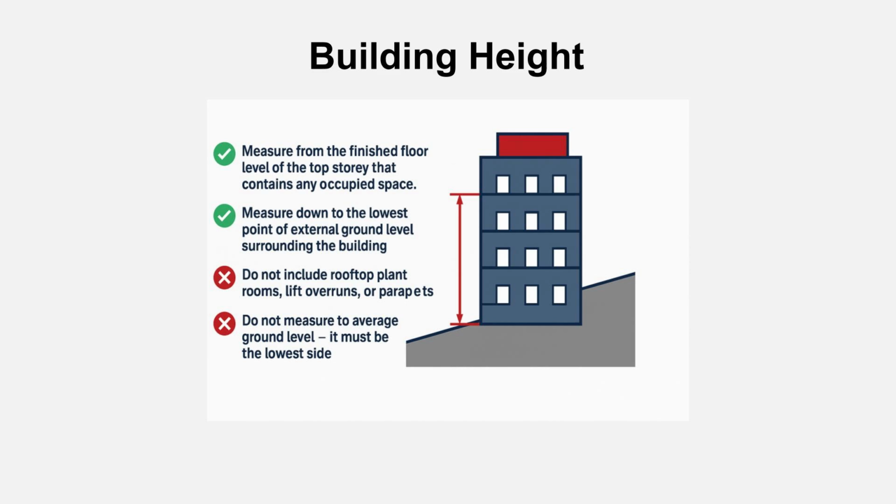Do not include rooftop plant, lift overruns, or parapets. Do not measure to average ground level. It must be the lowest side. Why does this matter? 1.